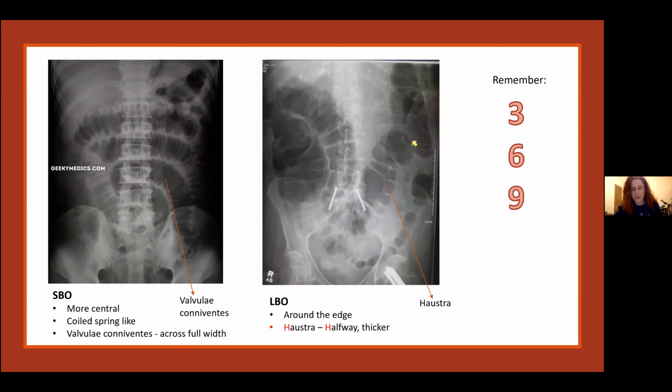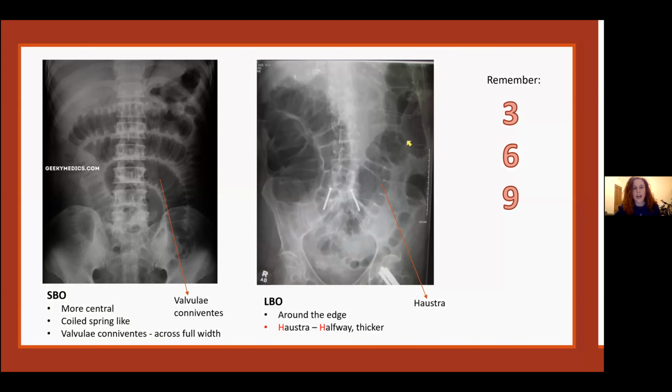Okay, so some other investigations you might do as well are CT abdomen, erect chest X-ray. On erect chest X-ray, you'd be looking for air under the diaphragm, which is something called pneumoperitoneum, and that is looking for perforation. And then you'd also do your general bloods as well.